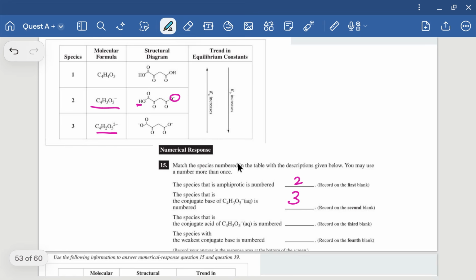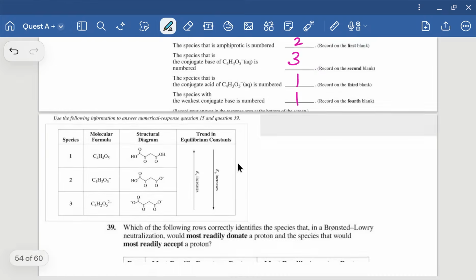The species... Oh, because it's conjugate base. So to be a base, you're accepting a hydrogen. And that would be the one that we're looking at. This B set is a conjugate acid. That would be number 1 because you want to donate a hydrogen from it. And the base with the weakest conjugate base is numbered... And the weakest one here, if Ka is increasing as you go up, that would be like reading your table, that your strongest acid is at the top and the weakest acid is at the bottom, where the opposite, your strongest base is at the bottom and your weakest base is at the top. So your weakest one there is going to be number 1.